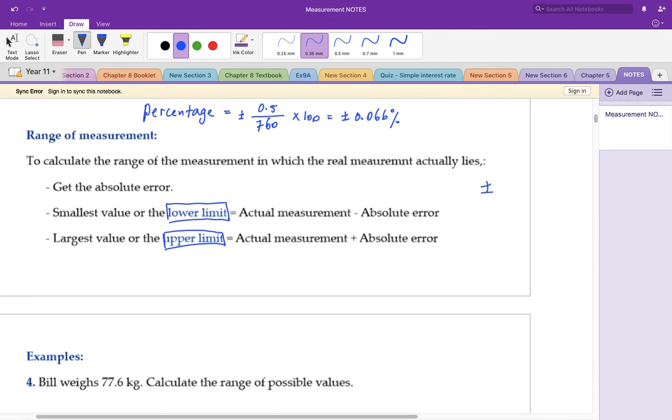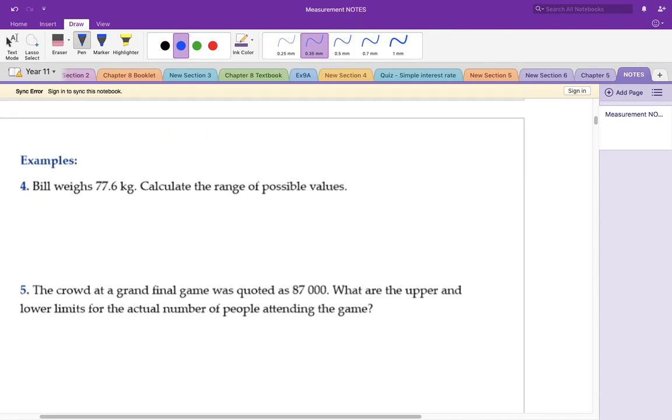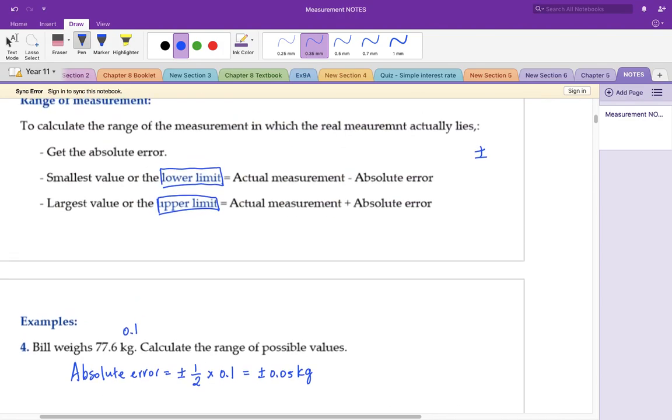So the first step, you've got to find the absolute error, right? So for the first question, Bill weighs this much. Calculate a range of possible values. So first of all, absolute error is equal to plus or minus 1/2 times the smallest limit. What's the smallest limit? You have one decimal place here, which means you're rounding to the nearest 0.1. So 0.1 is the number here, so plus or minus 0.05 kilograms.